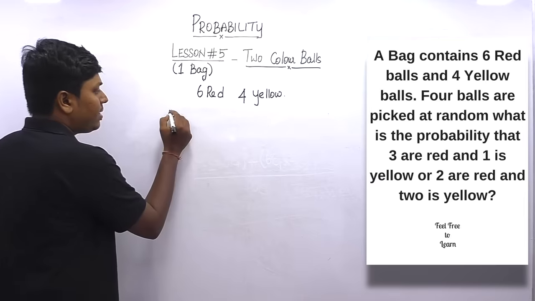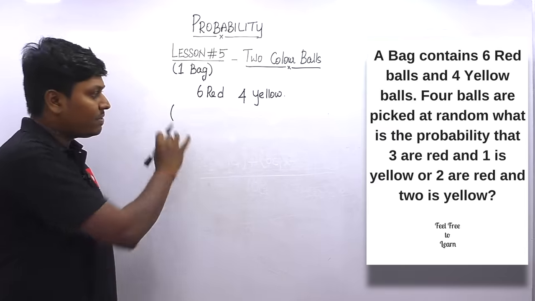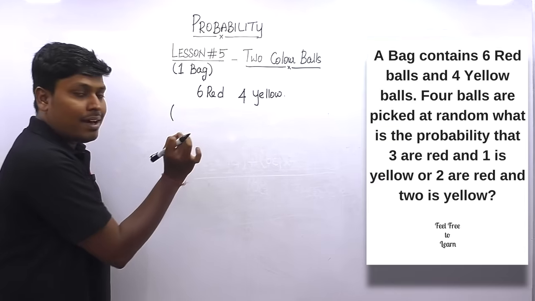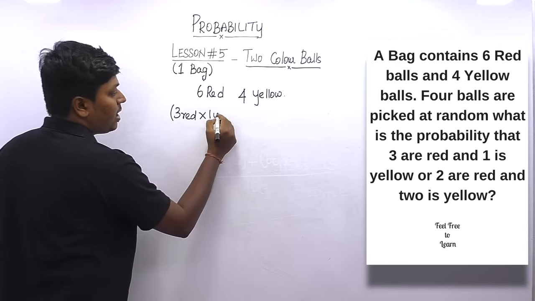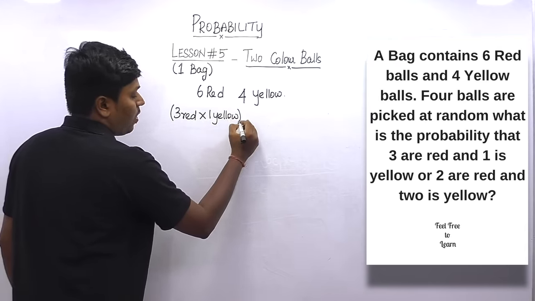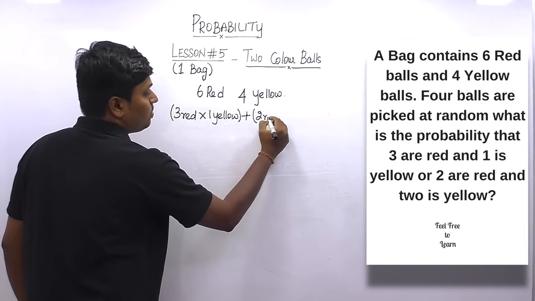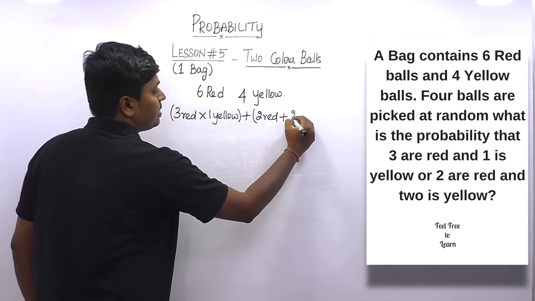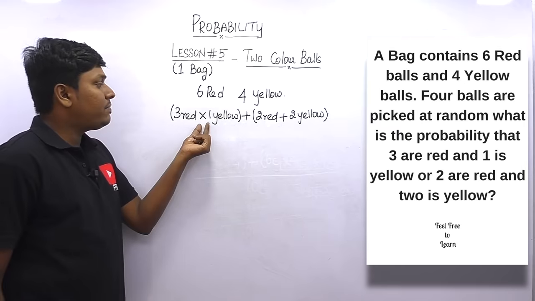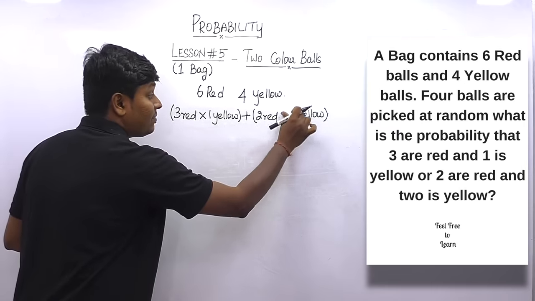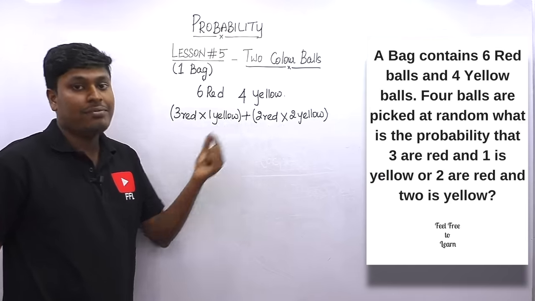If you are a beginner, you can write like this. I'm talking only about the beginners. If you are an expert, you can directly solve this question without writing this. So beginners, three are red and one is yellow. So three to be red, and which means multiplication, and one to be yellow, or which means addition. So or two are red, that is two to be red, and which is multiplication, two to be yellow. So this is called a sum of observation. Wherever we find the word and, we use multiplication, and wherever we find the word or, we use addition.